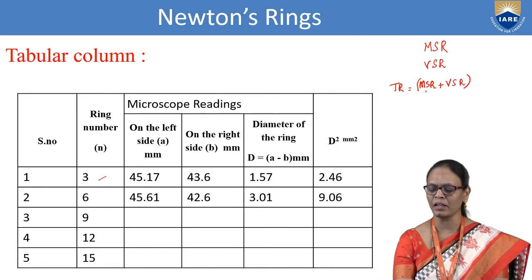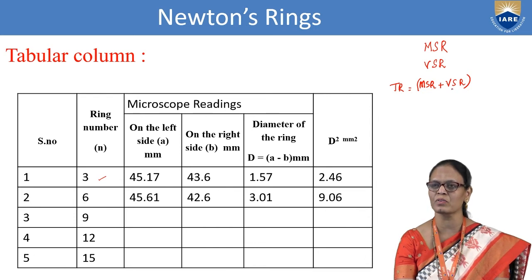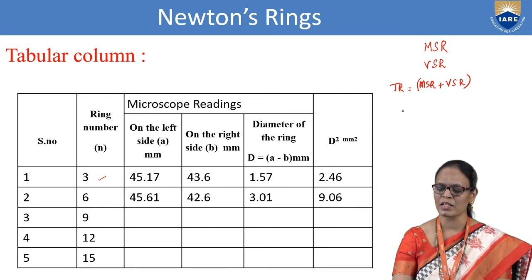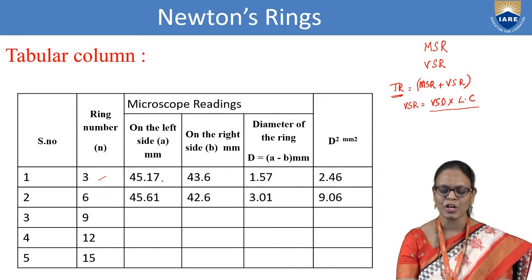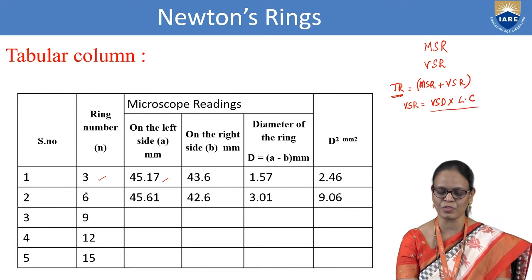So the main scale reading you take, and the vernier scale reading you get by noting down the division. The vernier scale division multiplied by the least count gives us the vernier scale reading. Least count here means the smallest value that can be measured using that instrument. Once you get the vernier scale reading, you add it to the main scale reading, that gives us the total reading. So now the total reading here is 45.17 on the left for the 3rd ring, on the right it is 43.6.